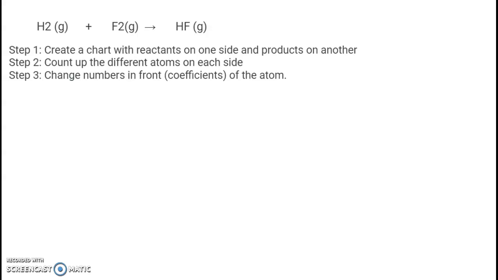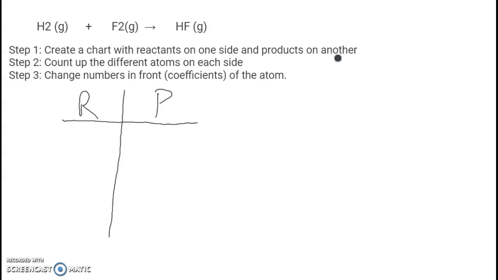What I like to do when I balance chemical equations is, my first step is usually to create a chart with your reactants on one side and your products on the other. So let me go ahead and do that right now. Okay, so I like to create a chart. Here we go, my reactants over here and my products over here. And I'm going to then count up the different atoms on each side.